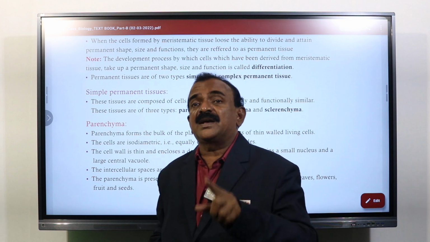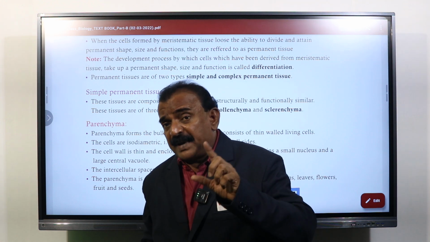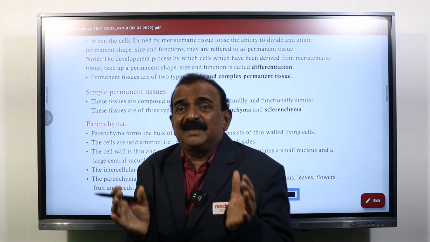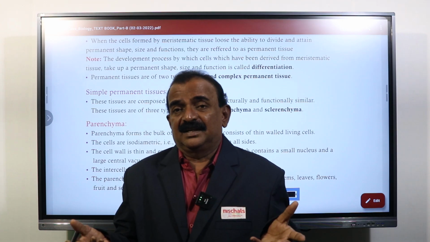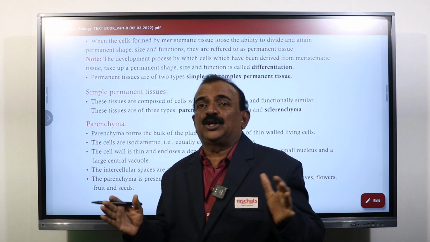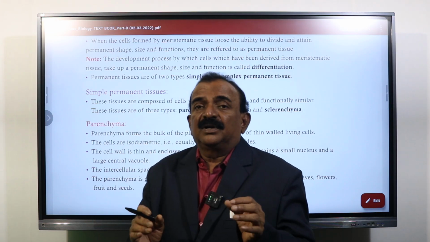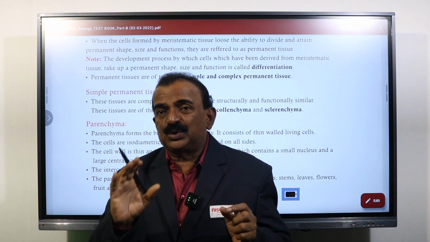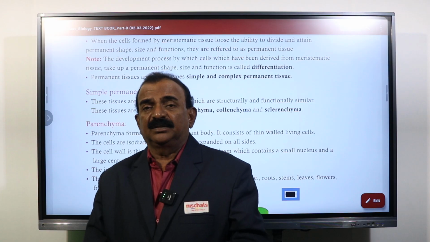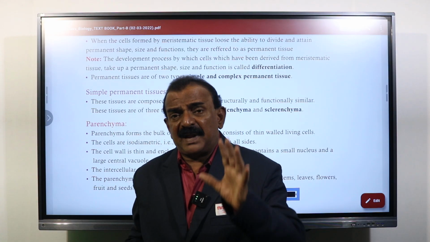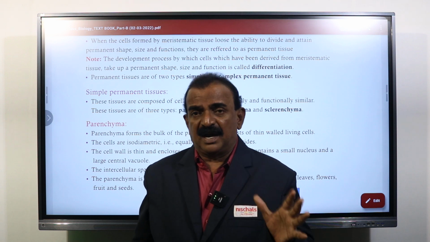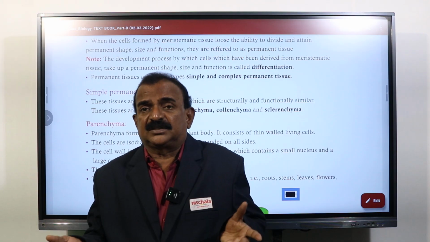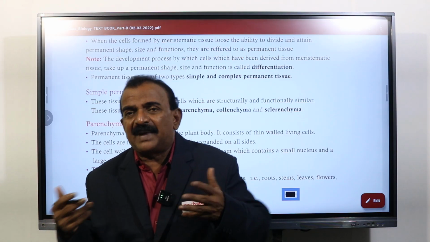parenchyma, collenchyma, sclerenchyma. So parenchyma tissue is a living tissue, and its shape is isodiametric, and they have dense cytoplasm with nucleus, and these parenchyma tissues form the bulk of the plant body. So each and every part of the plant body has parenchyma, and this parenchyma performs different functions present in different body parts of a plant.